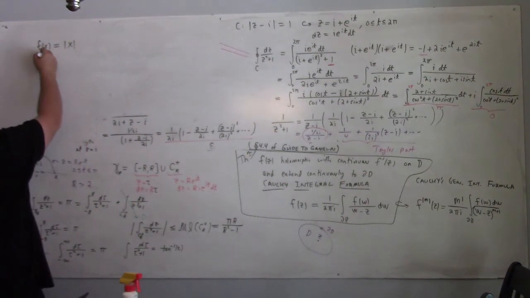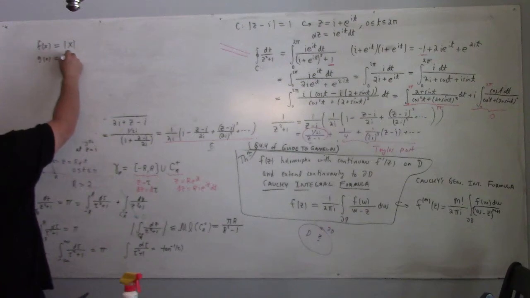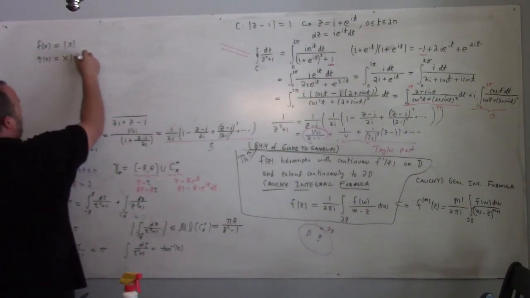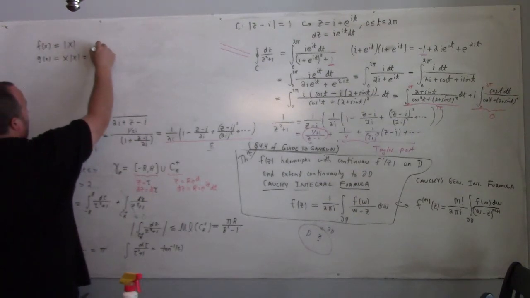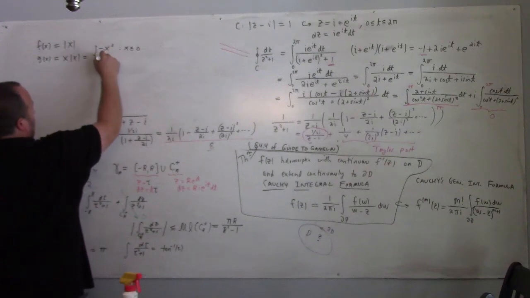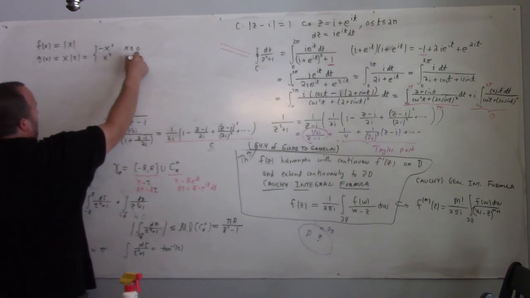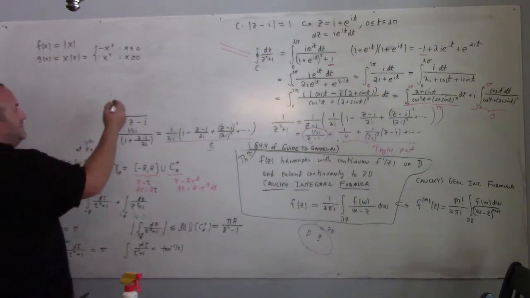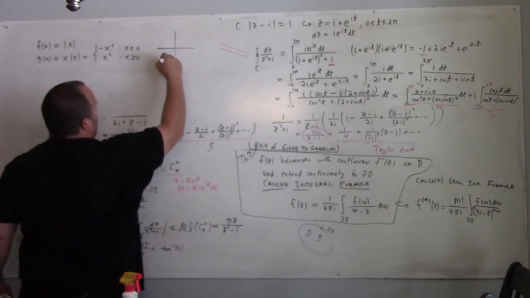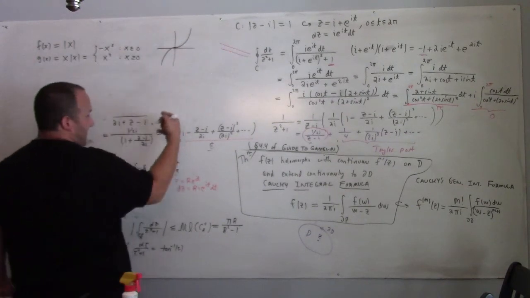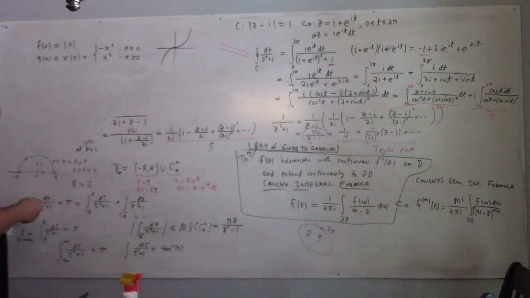If you look at x times the absolute value of x, this thing is minus x squared for x less than or equal to 0, and x squared for x greater than or equal to 0. Graphically it's like a quadratic married with another quadratic like that. No, it's not a cubic.